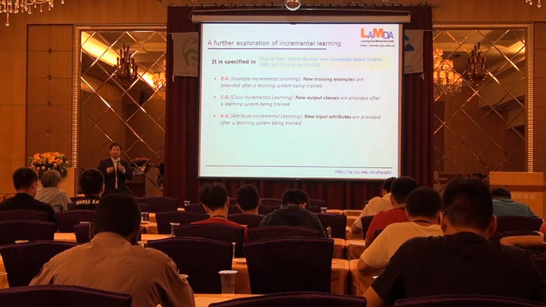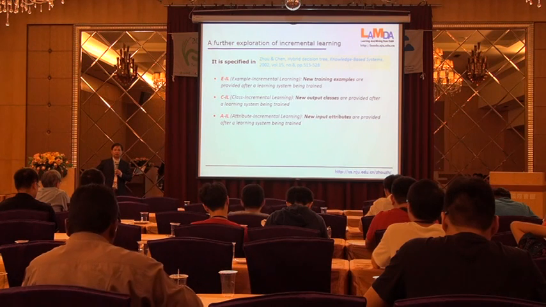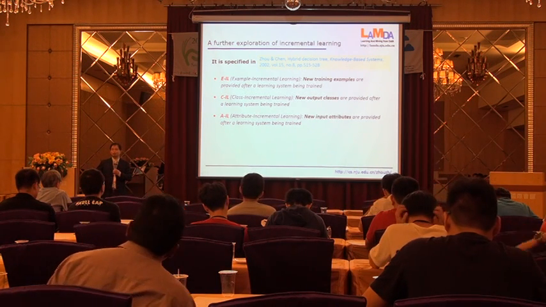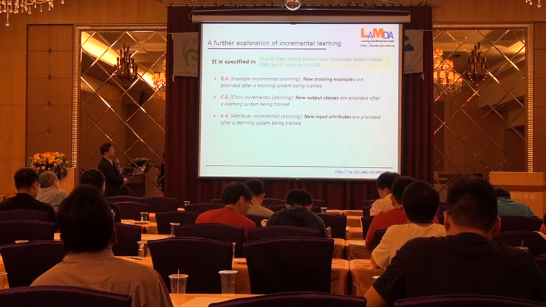Originally, maybe I have just 1,000 sensors. I have just 1,000 features. When the model is in use, maybe we deploy more sensors. Then you have more features. Then how to use these new features? So this is attribute incremental learning.